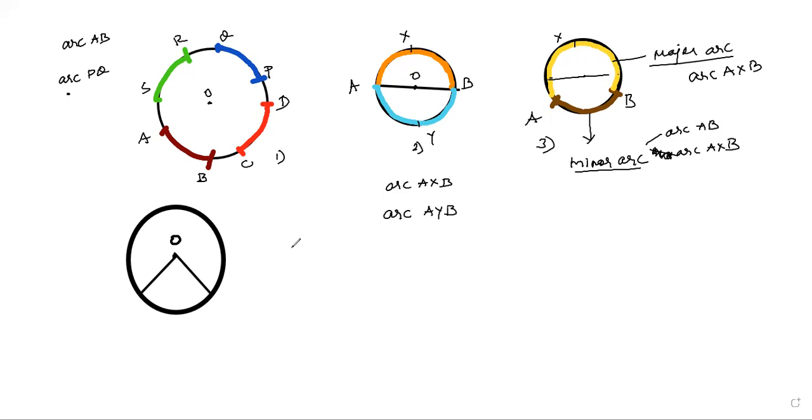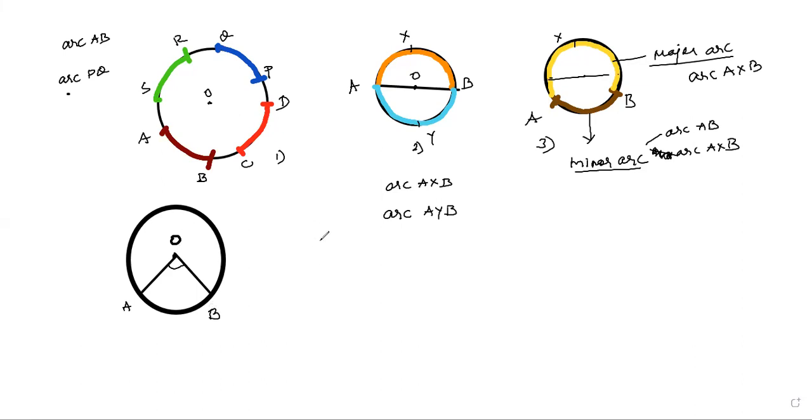I say every arc has an angular measure. Every arc has an angular measure, just like angles have measures of 30 degrees, 40 degrees, 50 degrees, 60 degrees, 70 degrees. We say every arc has a measure. So let's start with the minor arc. Okay, what is the measure of a minor arc?